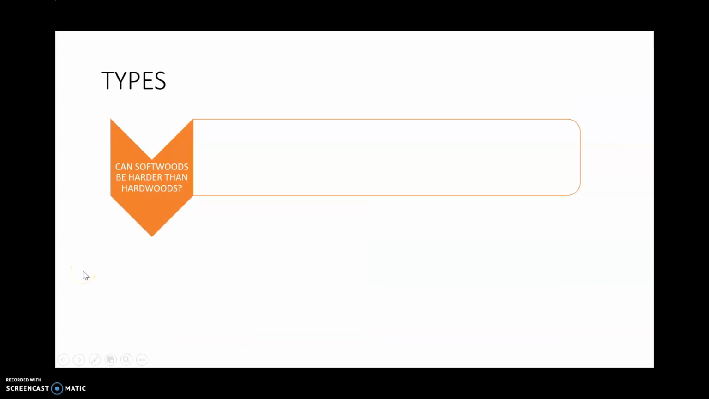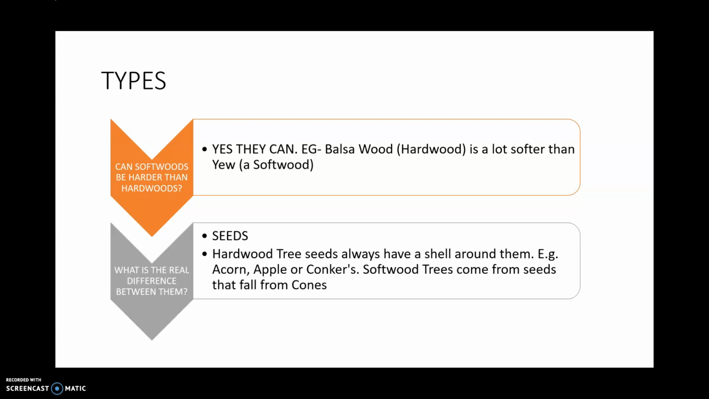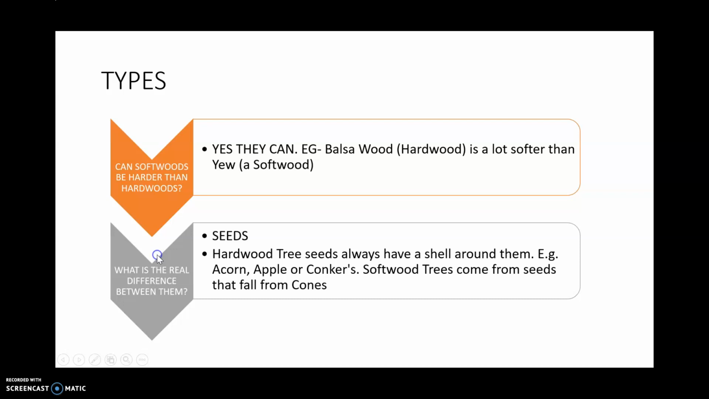So can softwoods be harder than hardwoods? Yes, they can. An example would be balsa wood, which is a hardwood, is a lot softer than yew, which is a softwood. Finally, what is the real difference between them? The difference is seeds. When I go back to this slide here, these are general statements about hardwoods and softwoods. There are some trees in the hardwood or softwood variety that we classify nearly as softwood, but they are very hard wearing woods, and they sometimes take a long time to grow. So the general classification basically is the seeds.